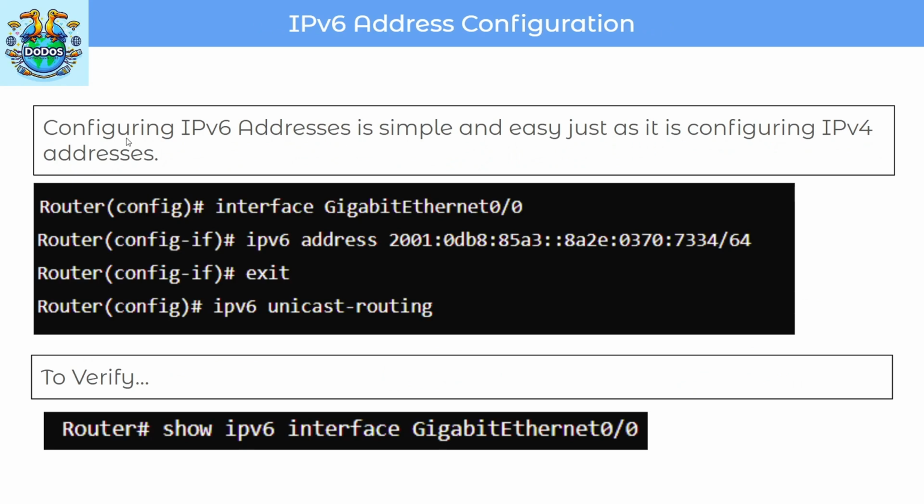IPv6 address configuration. It's as simple as IPv4 address configuration. Basically, what you do is interface GigabitEthernet 0/0, select the interface. Then after that, you just plug in the IP address that you have, but you write ipv6 address. Then you exit, and you have to configure this command, ipv6 unicast-routing, so that it can be routed across the network. To verify, you can do show ipv6 interface on the interface that you configured it on.